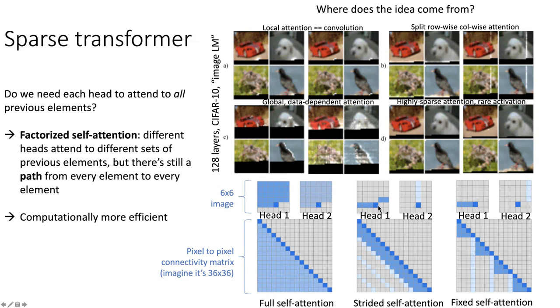In this case, we're just going to attend to a few pixels right before the query pixel in this head. And then in this other head, we're going to enforce the column-wise attention pattern. If you look at the connectivity matrix, this is what it looks like. And then same thing here. I'm spending way too much time on this, but the idea is that you're only attending to a few things, and so you save a lot of computation that way.